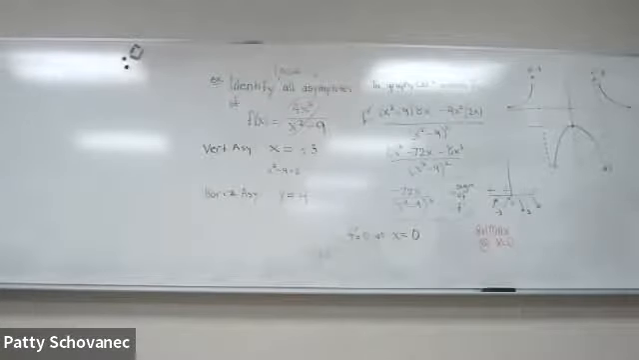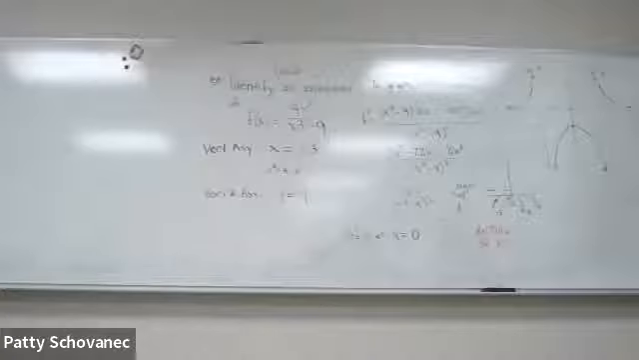What I wanted to do is show you an example of a function that has two horizontal asymptotes. Most of them have just one. Here's the function, and it has two horizontal asymptotes, because it has a different limit as x goes to plus infinity than it does as x goes to minus infinity.